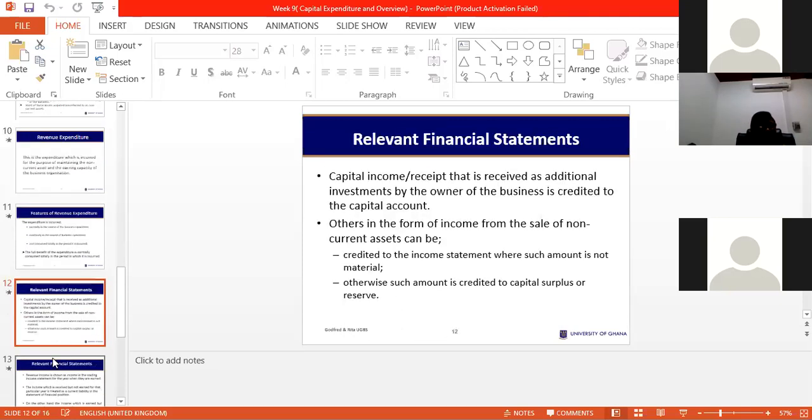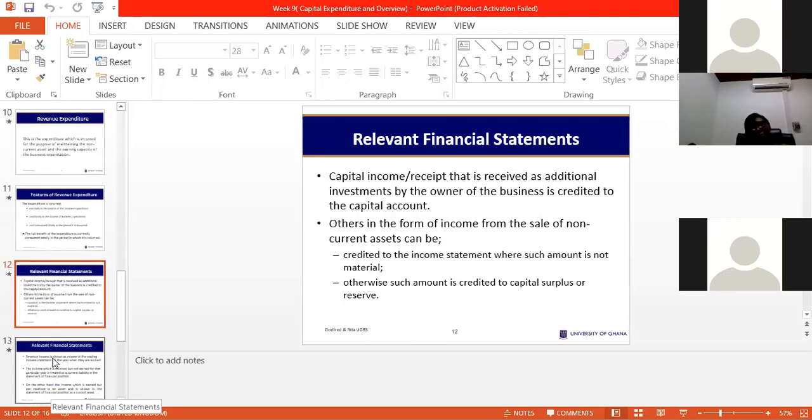Now, what are the relevant financial statement entries? Or in which financial statement reports do we record these? Anytime it's a capital income or receipt, like any transaction, say the owner brought in additional cash, how will you record it? Who would answer it for us? The owner brought in additional cash. What is the double entry?